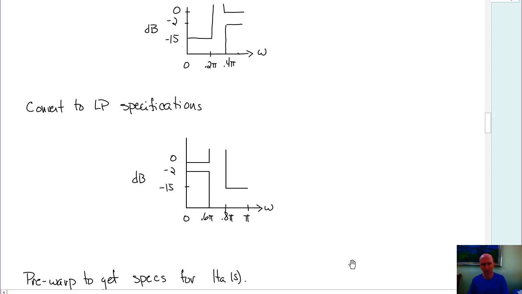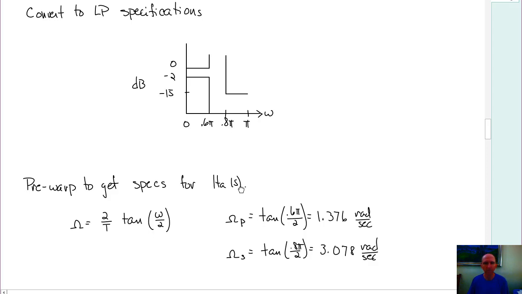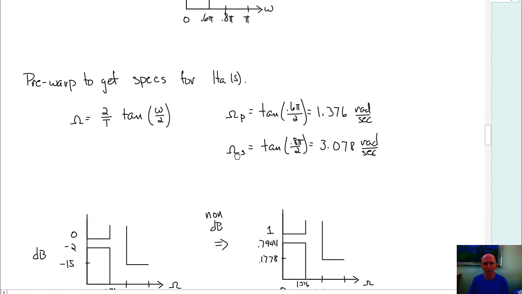Right, we shift all of these by pi. Now, once we get it into this form, the procedure is exactly like the low-pass filters we've been designing. I'm going to go through it just to see another example, but there's nothing new here. So the first thing we do, of course, is we pre-warp to get the specifications for HA of S for the analog filter we're going to design.